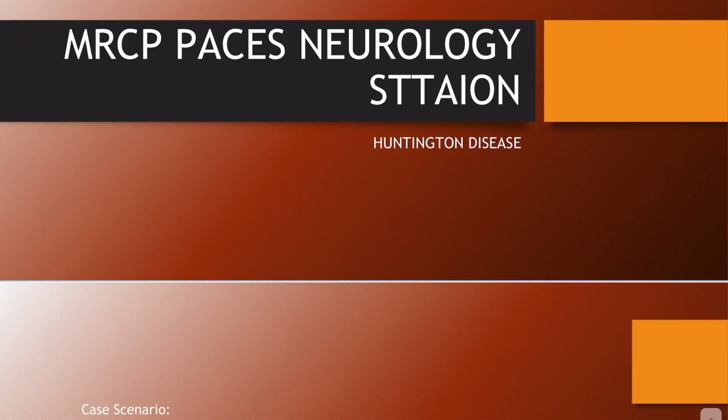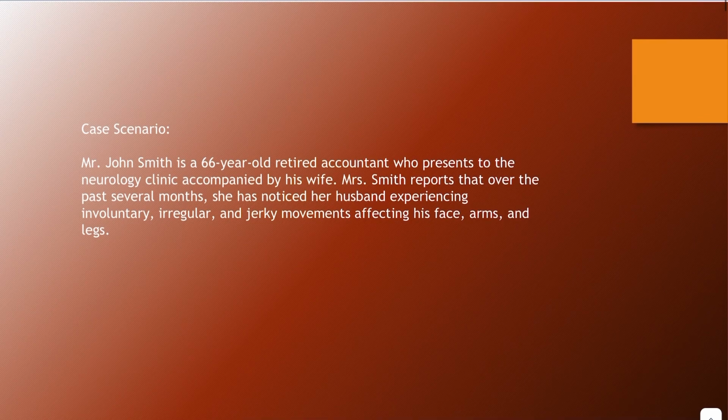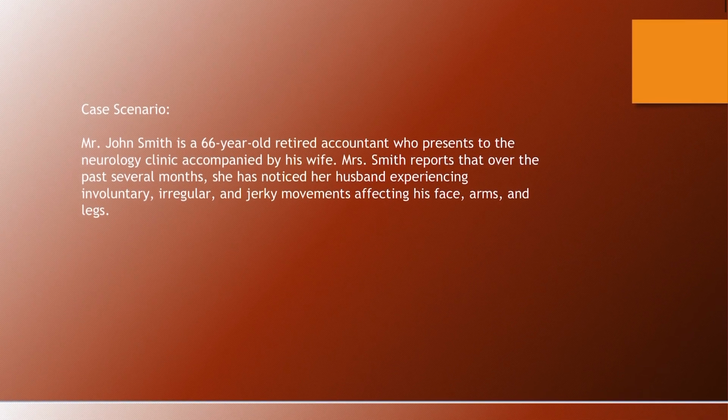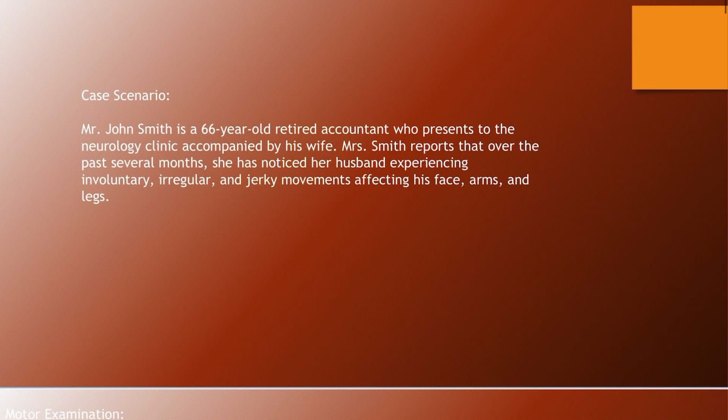So here's your scenario. Mr. John Smith is a 66-year-old retired accountant who presents to the neurology clinic accompanied by his wife. Mrs. Smith reports that over the past several months, she has noticed her husband experiencing involuntary, irregular, and jerky movements affecting his face, arms, and legs. Okay, so he is a 66-year-old, and this is your scenario.